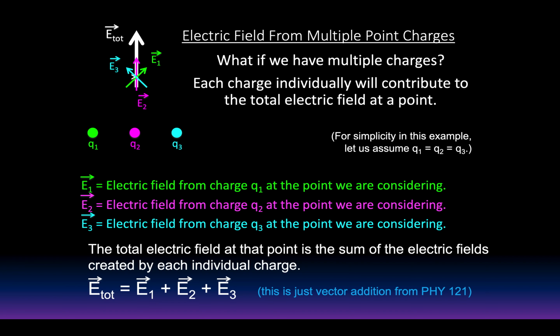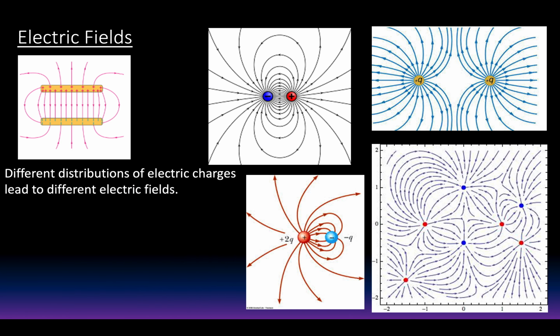So you will never measure E1, E2, or E3 with any type of measuring device. You will only be able to measure E total. However, E total could be thought of as the combination of these three contributions. And if I have many charges around, I could make interesting electric fields.